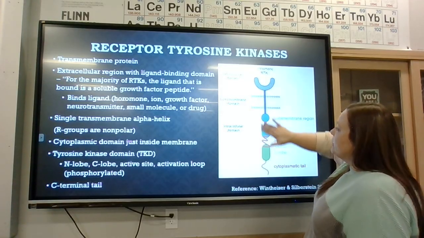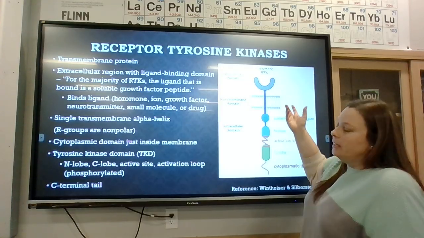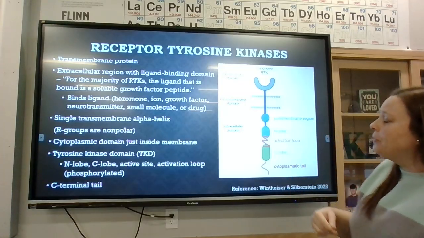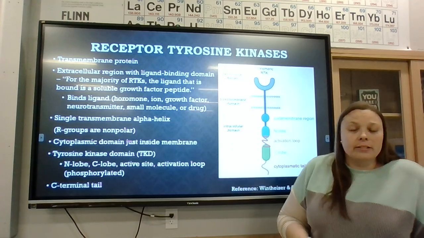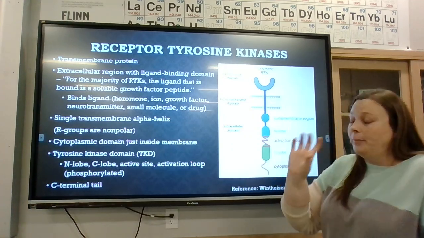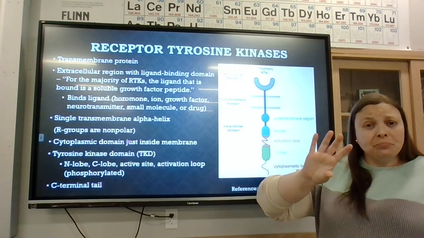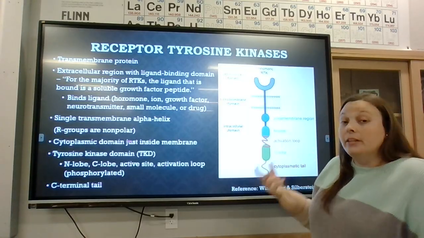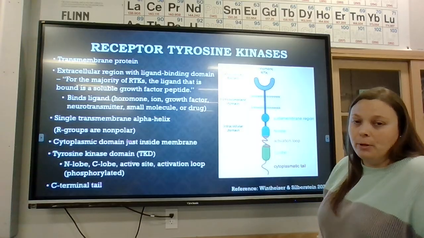Now, that enzyme, like I said earlier, spans through the entire membrane, and as you can see, this isn't a pure ribbon drawing here, but it's showing you that it goes through the membrane, and inside that membrane there is a single alpha helix, in which the way that the alpha helix is turned and coiled, the R groups on those amino acids are going to be nonpolar groups, so that they can sit happily in that membrane.